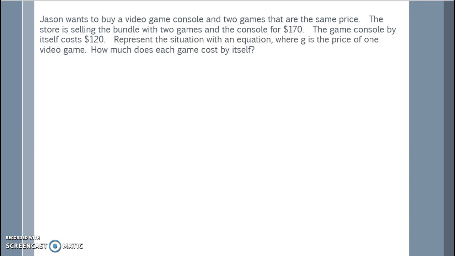Jason wants to buy a video game console and 2 games that are the same price. The store is selling the bundle with 2 games and the console for $170. The game console by itself costs $120. Represent the situation with an equation where G is the price of one video game. How much does each game cost by itself? So again, it wouldn't be logical to use algebra tiles because 120 and 170 is fairly large. So we know that a game console plus 2 video games altogether is $170.